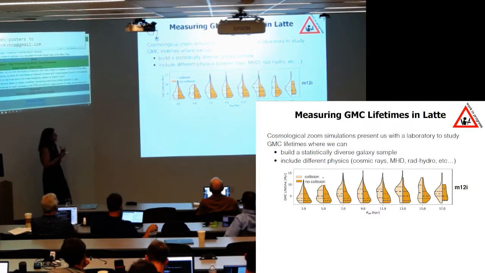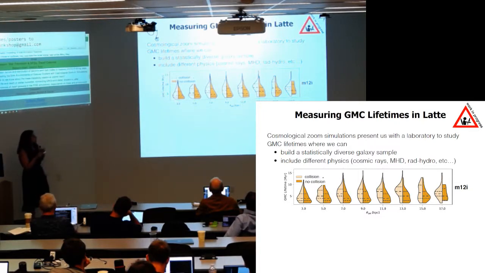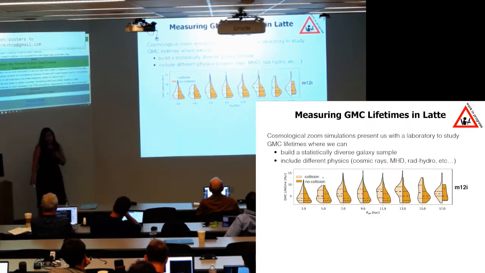So first of all, the trend is not the same for clouds that have experienced a collision and clouds that have not. You can see that clouds that live in isolation favor maybe shorter lifetimes, whereas clouds that do experience collisions favor larger lifetimes and as a stronger function of galactocentric radius.